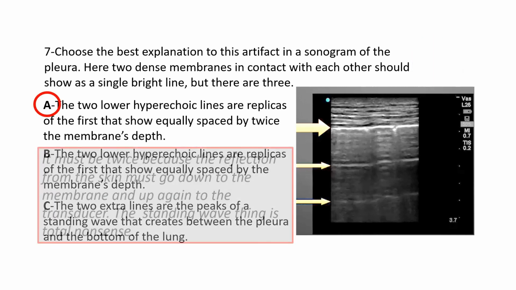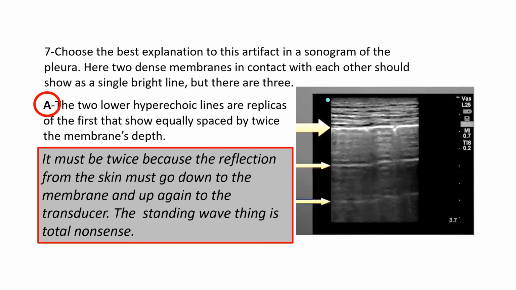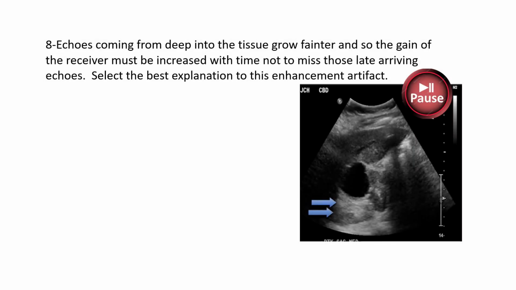It's A. It must be twice because the reflection from the skin must go down to the membrane and up again to the transducer. The standing wave thing is total nonsense. Finally, problem number 8. Echoes coming from deep into the tissue grow fainter, so the gain of the receiver must be increased with time not to miss those late arriving echoes.